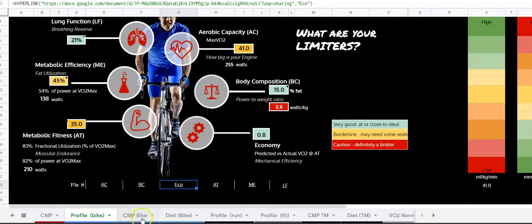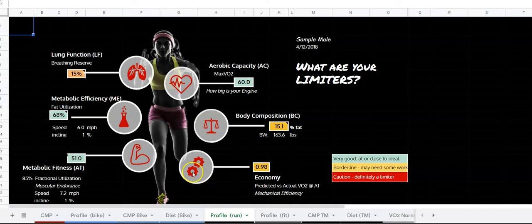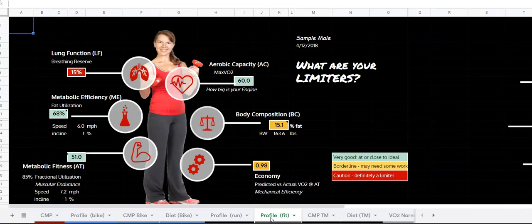So we have the profile for the bike. We have a profile for individuals who may have done a run or treadmill type test. And then we have more of a fitness orientation based on the same type of profile. We just have a little bit different rating system on where they should be. So that's our limiter profiles. A pretty quick way to target in on what we need to work on for an individual who's trying to improve their health and fitness status.